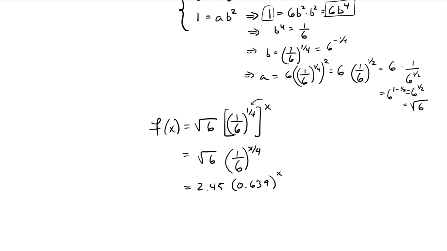Okay, so how is that function going to look? Well, it's going to start at 2.45, and because here my b is less than 1, this is a function that just decreases like this. Eventually when x is large, it's going to go towards 0, and so the x-axis is a horizontal asymptote as x becomes large.